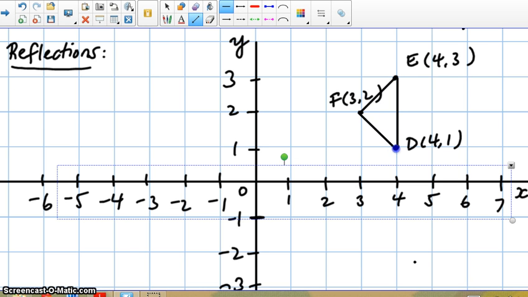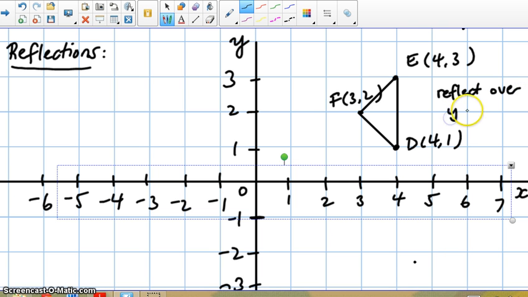Now, again, good time to pause the recording. What I want you to do with this triangle is I want you to reflect it over the y-axis. So remember that your line of symmetry is going to be the y-axis. I'm not giving you a particular line of symmetry, just use that as your mirror line. Pause the recording now and go ahead and do that.